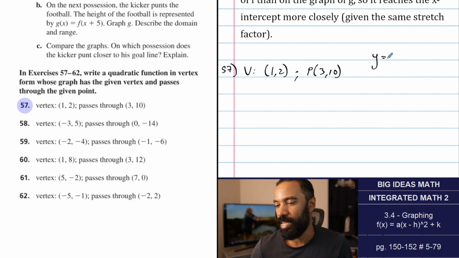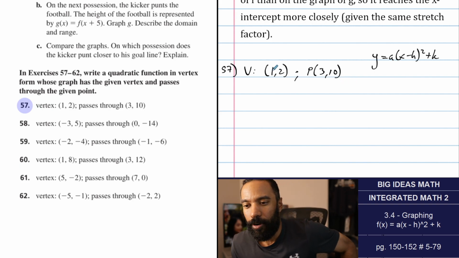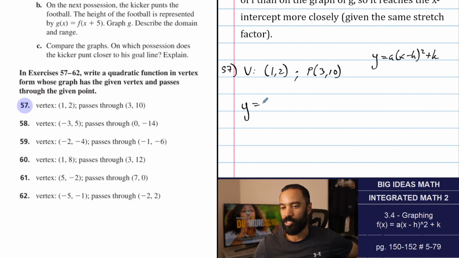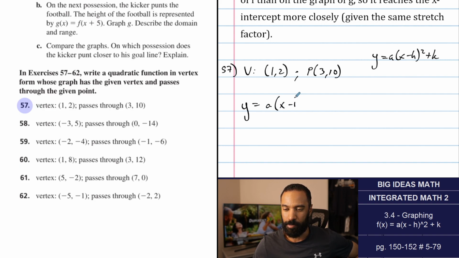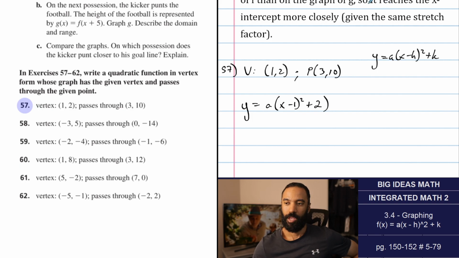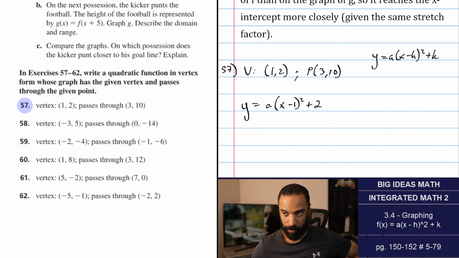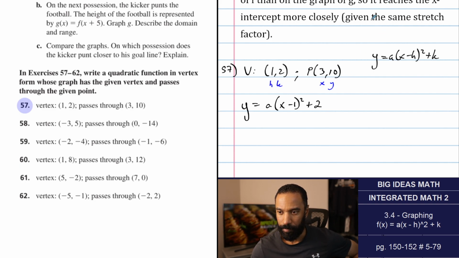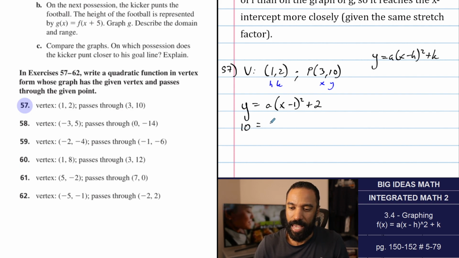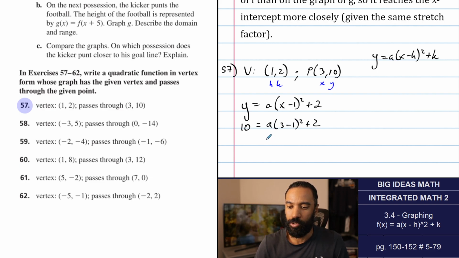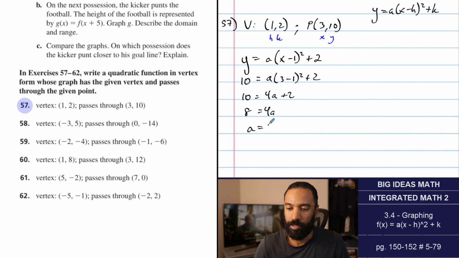So we have the equation y equals a times (x minus h) quantity squared plus k, right? Vertex is h and k. We have an equation that's going to say y equals a times (x minus 1) quantity squared plus 2. We need to find out what a is, the a value that would pass through this specific point. This was an h, k, but we're going to use this x, y right here. So y is 10. We can say 10 equals a times (3 minus 1) quantity squared plus 2. 3 minus 1 is 2. 2 squared is 4. So you get 4a plus 2 equals 10. Subtract 2. Divide by 4. You get a equals 2.